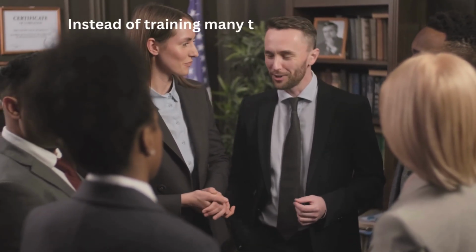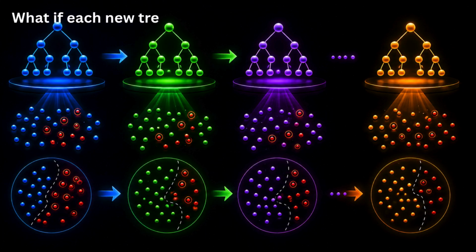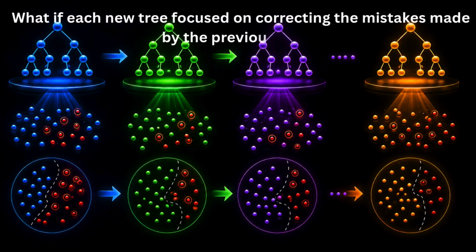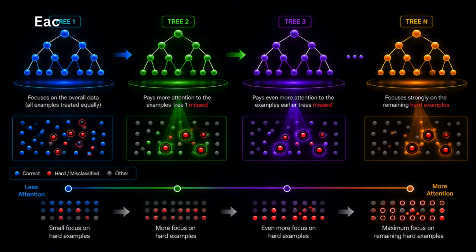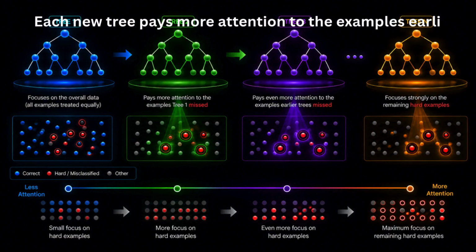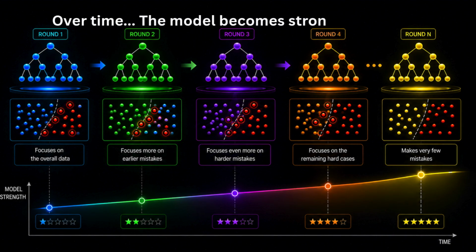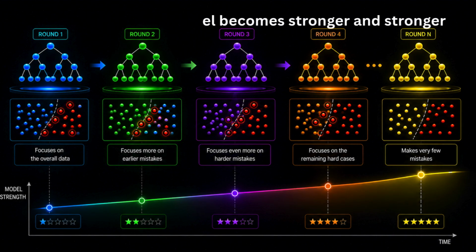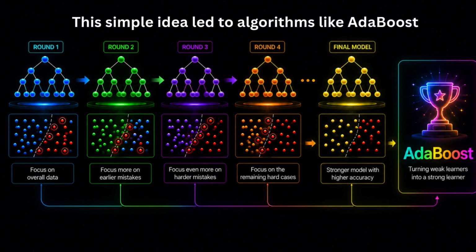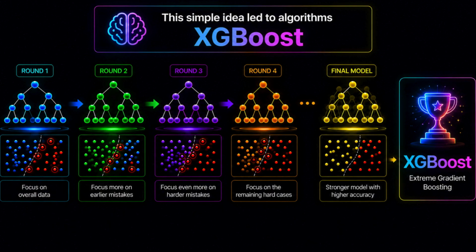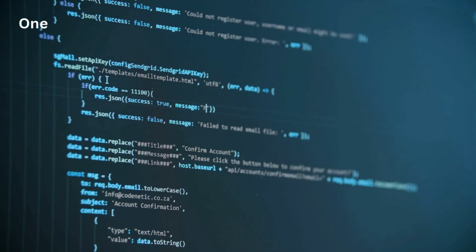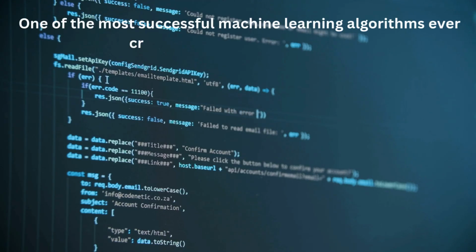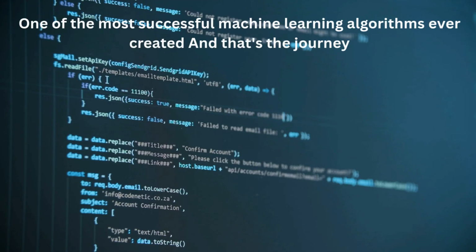But researchers didn't stop there. Instead of training many trees independently, what if each new tree focused on correcting the mistakes made by the previous ones? That idea became boosting. Each new tree pays more attention to the examples earlier trees struggled with. Over time, the model becomes stronger and stronger. This simple idea led to algorithms like AdaBoost and eventually XGBoost, one of the most successful machine learning algorithms ever created.